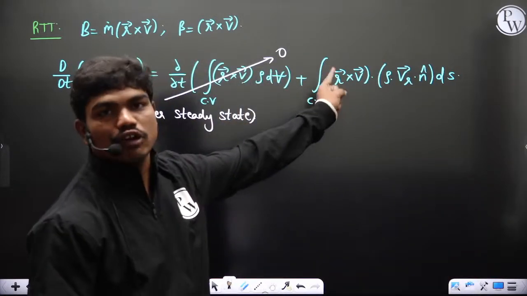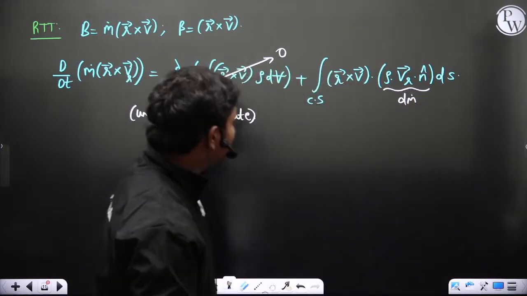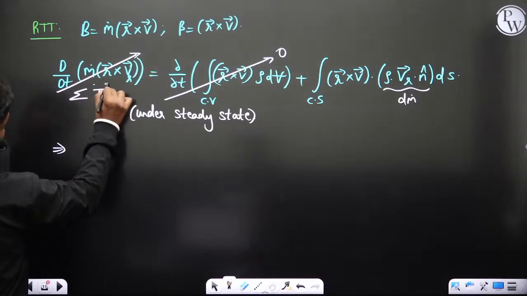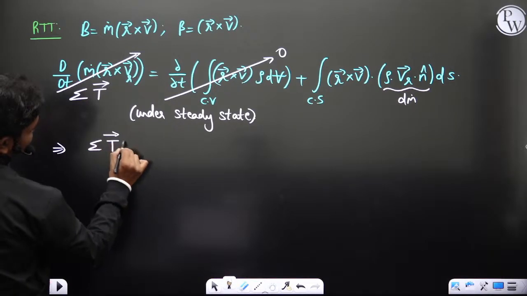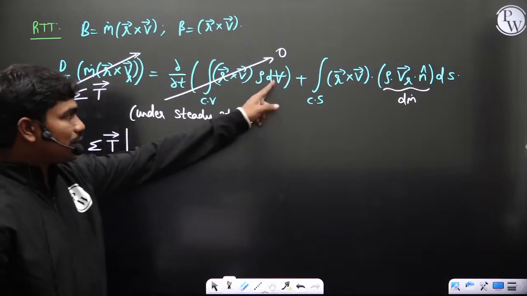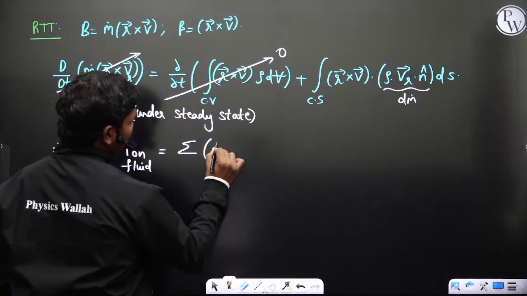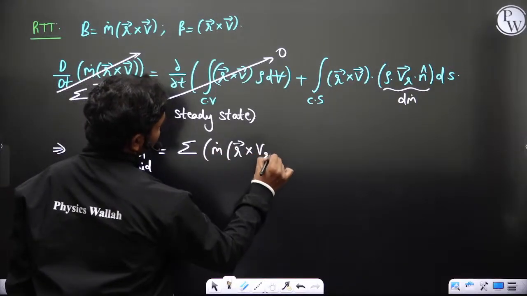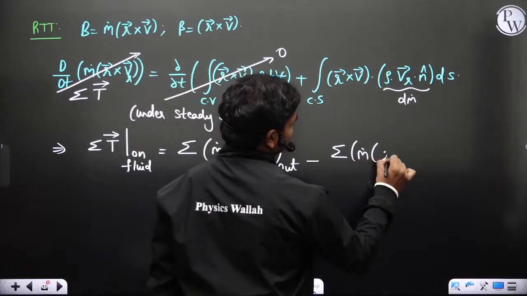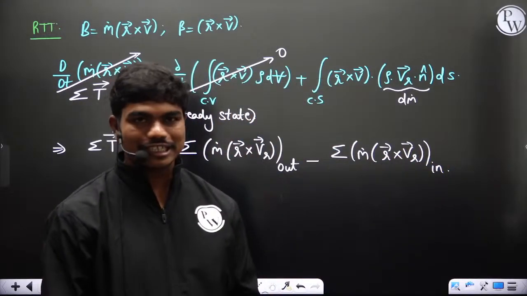Now if you see this, I have already explained, this is the small elemental mass dm dot. So if you see carefully, this quantity, the rate of change of angular momentum, is nothing but the net torque acting on the fluid, because this is the momentum change of the fluid we are writing. If you have some finite number of inputs and outputs, this is nothing but summation of m dot r bar cross v r bar at the outlet minus summation of m dot r bar cross v r bar at the inlet. This is what I have told you in control volume analysis in these lectures.